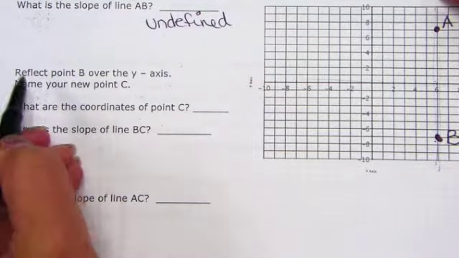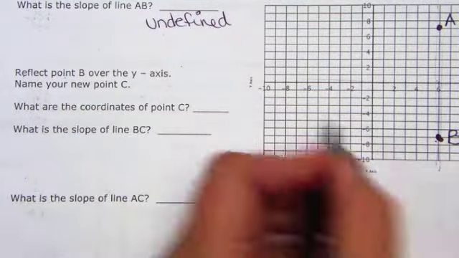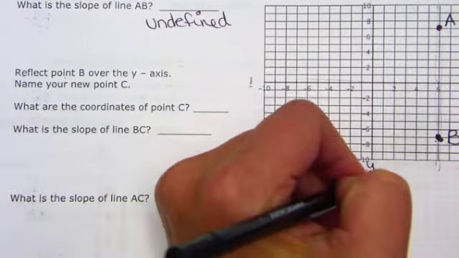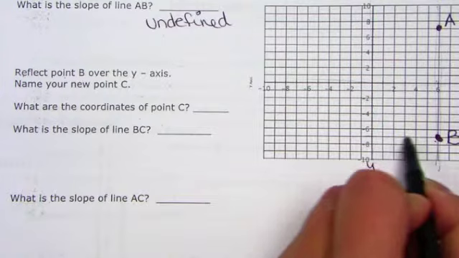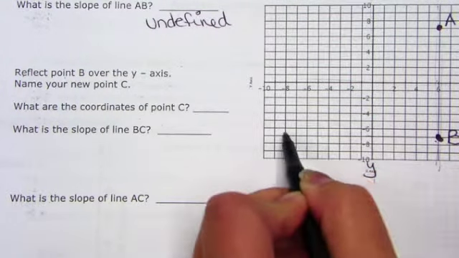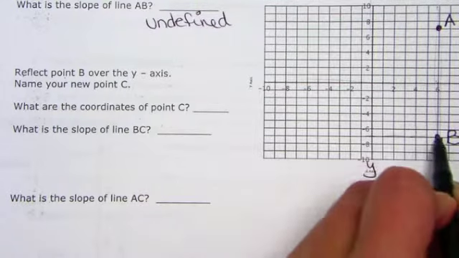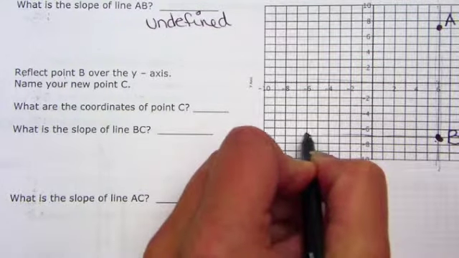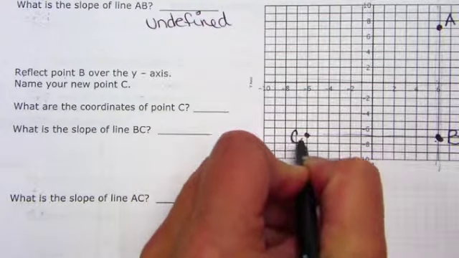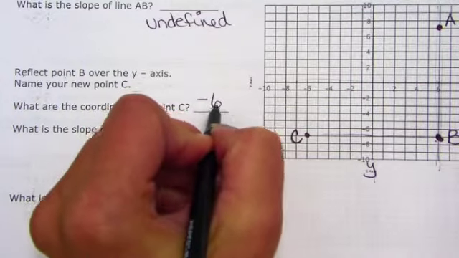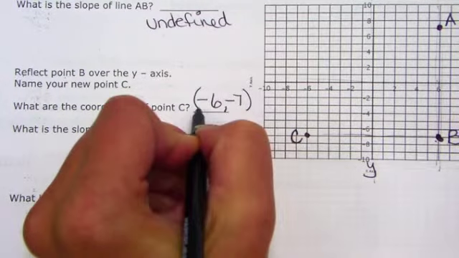Great. Now we're going to reflect point B over the y-axis. The y-axis is the vertical axis. So the y value of negative 7 is going to stay the same, but we need to reflect over. So if I'm 6 units this way, I need to go 6 units this way, to the left. That is point C. The coordinates of point C are going to be (negative 6, negative 7).